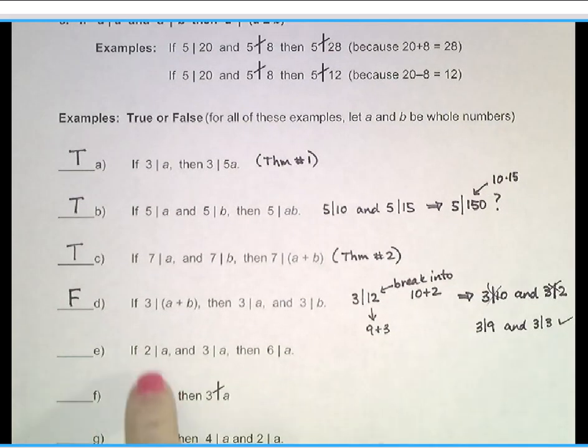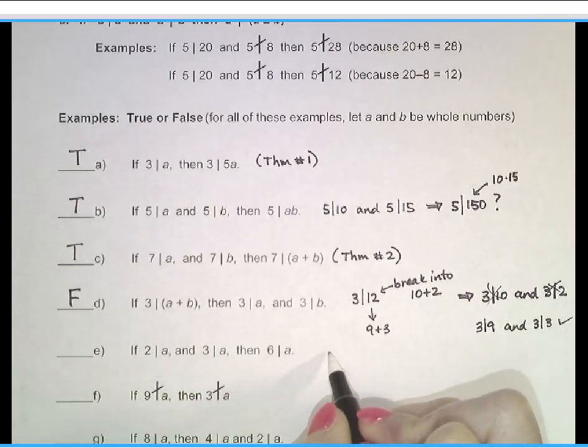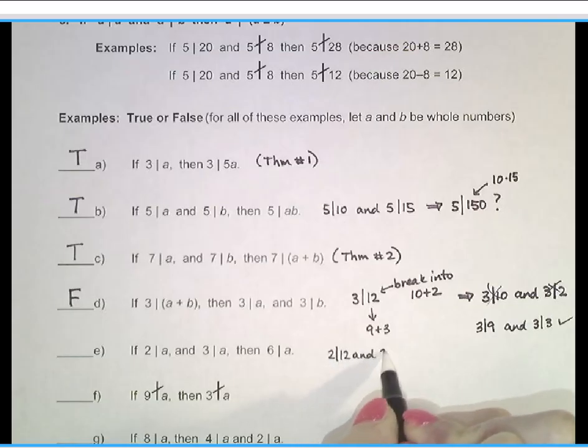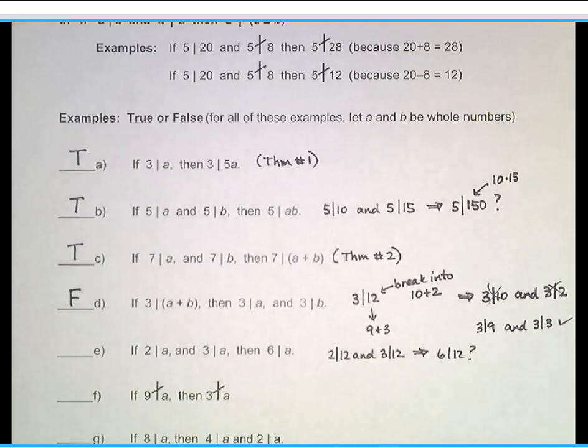All right, let's try E. If 2 divides a and 3 divides a, then 6, that's 2 times 3, has to divide a. Well, what's a number that 2 and 3 both divide into? Like, I don't know, 12? 2 and 3 both divide 12. So what if I let a be 12? If 2 divides 12 and 3 divides 12, does that imply that 6 divides 12? Well, yeah, because if 2 goes into 12 and 3 also goes into 12, then the 2 and the 3 are both dividing into the 12. 2 times 3 is 6. That has to be true.